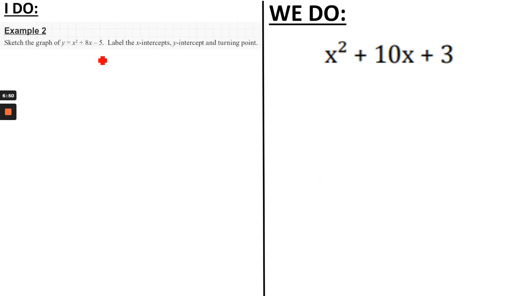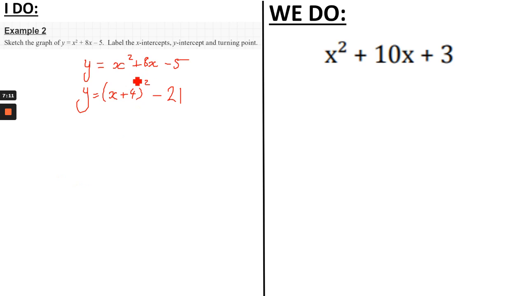Okay, so if we were to sketch the graph, we've just got to find a bit more information. So we've got y equals x squared plus 8x minus 5. Now, if you complete the square, what you'll get is x plus 4 squared. That's going to give you, take away 16. You want to also subtract 5, so that's going to give you negative 21.